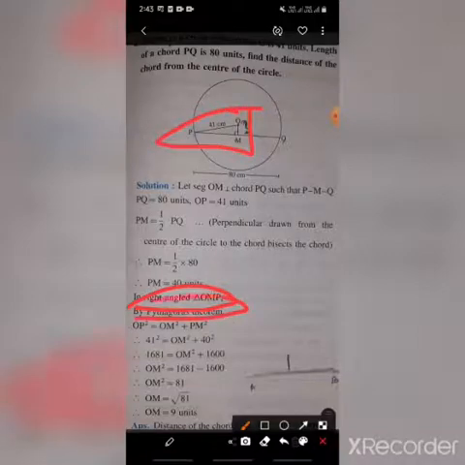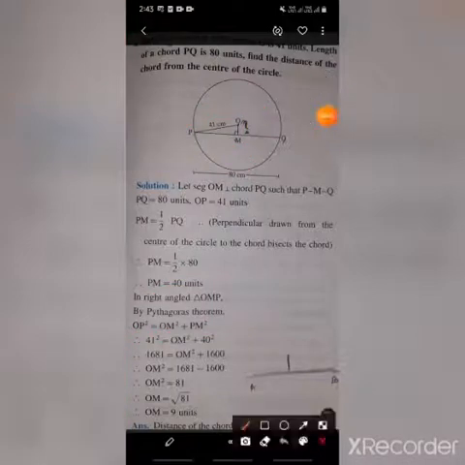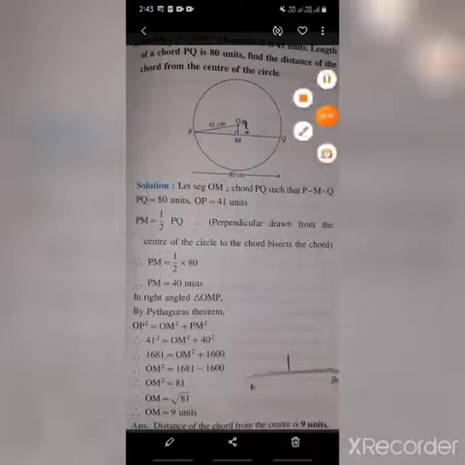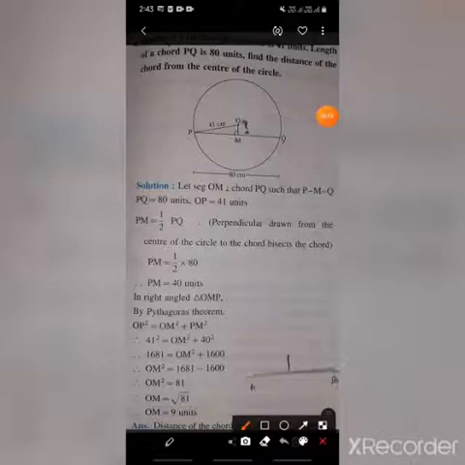By Pythagoras theorem, OP square is equal to OM square plus PM square. Where is the hypotenuse? The hypotenuse is OP. So OP square equals OM square plus PM square. Here the value of OP is 41, OM we have to find, and PM is 40.